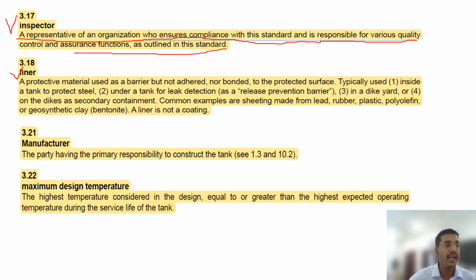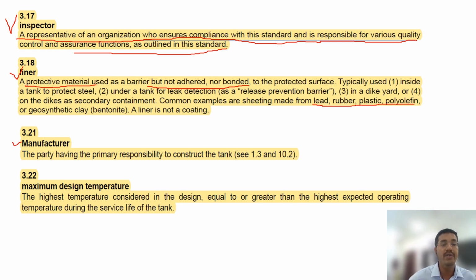Liner, why do we put a liner? Coating, painting, liner. A liner is another term for protection against corrosion. It is a protective material used as a barrier but not adhered or bonded. It is not bonded. So what are the liners? Lead, rubber, plastic, polyethylene. So these are called liners. They give protection to the base materials.